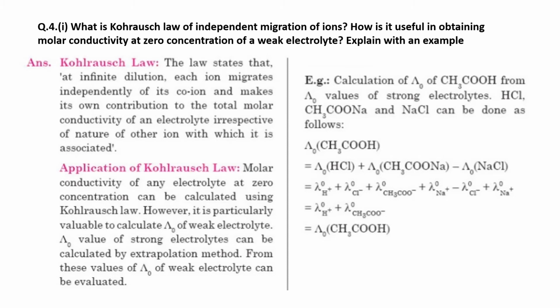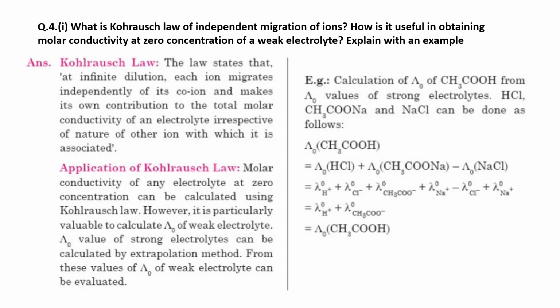Kohlrausch's law states that at infinite dilution, each ion migrates independently of its co-ion and makes its own contribution to the total molar conductivity of an electrolyte, irrespective of the nature of the other ion with which it is associated. Application of Kohlrausch's law: molar conductivity of any electrolyte at zero concentration can be calculated using Kohlrausch's law. However, it is particularly valuable to calculate lambda 0 of a weak electrolyte.